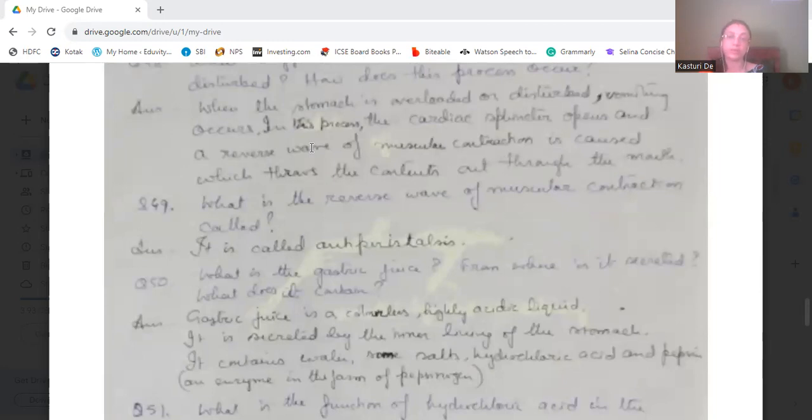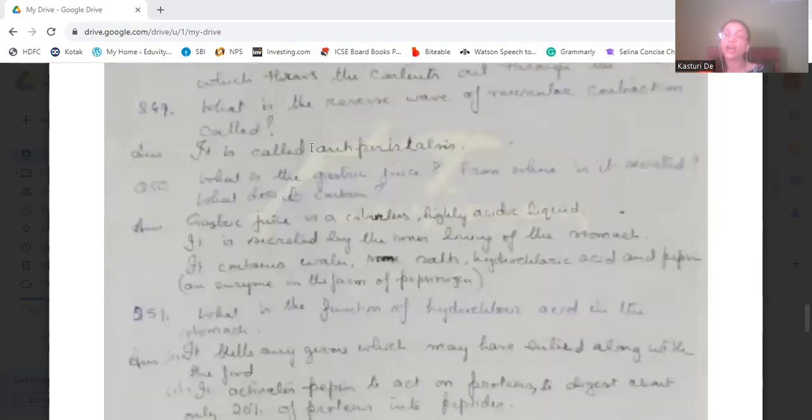It's called antiperistalsis. What is gastric juice, and from where is it secreted? What does it contain?